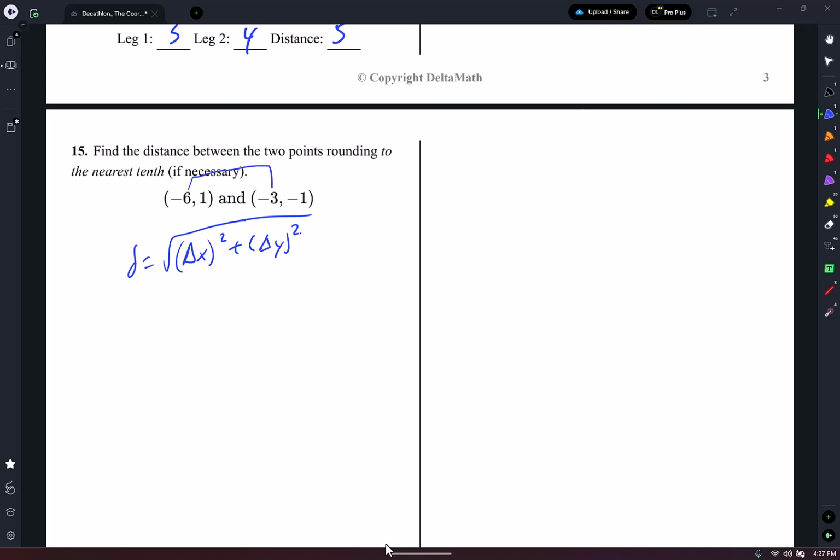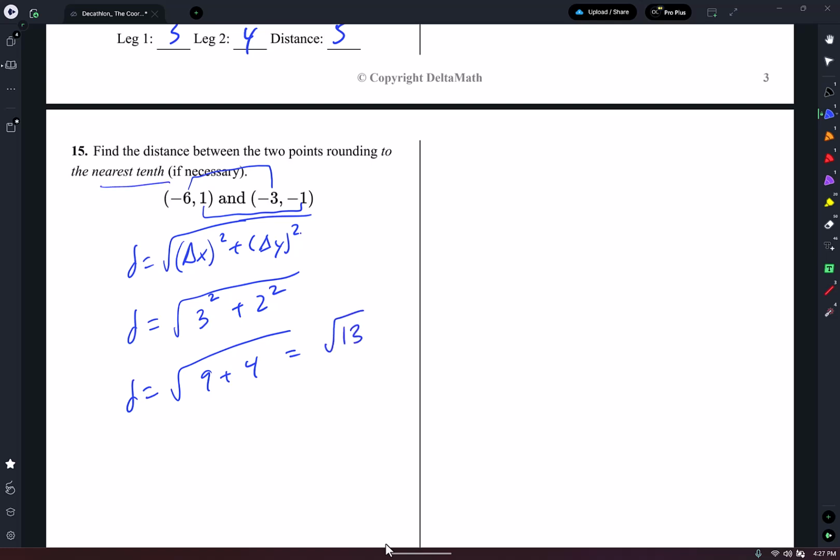Difference between -6 and -3, or I guess -3 and -6. It doesn't matter. You can tell me negative, but when I square it, it's not going to matter. So 3 squared plus the difference between 1 and -1, 2. So 2 squared. Do you guys see how I got those numbers? Distance equals the square root of 9 plus 4. So the square root of 13.